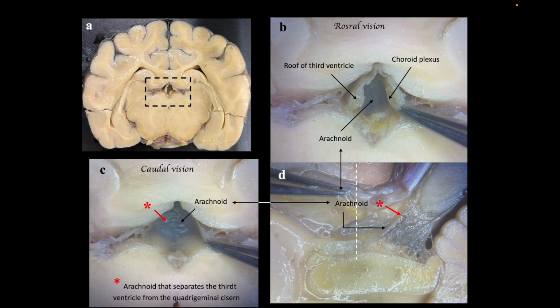So on image D, we identify this arachnoid membrane marked with the red arrow that is separating the quadrigeminal cistern from the third ventricle. And remember that this membrane extends and covers the pineal gland, because the pineal gland is very highly vascularized. So all these vessels are in the subarachnoid space.